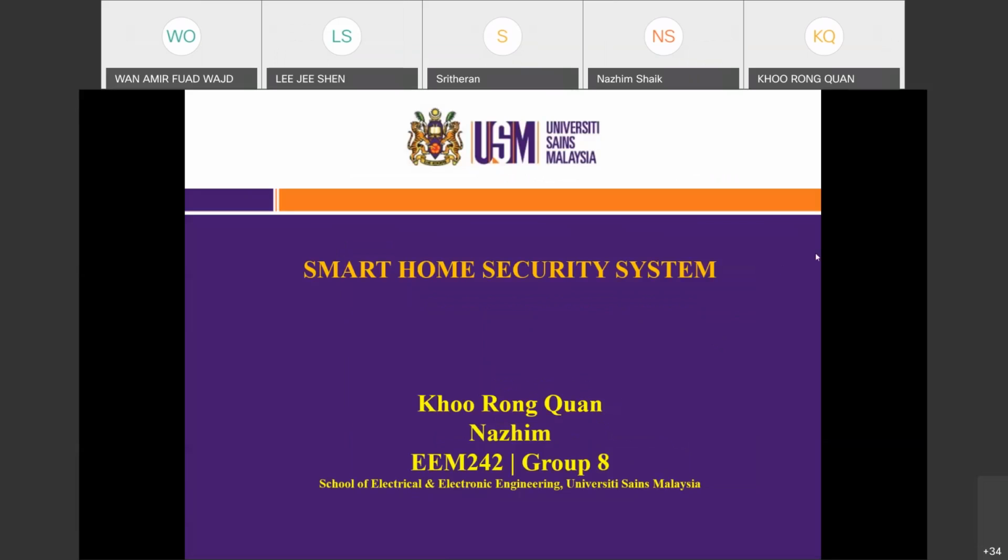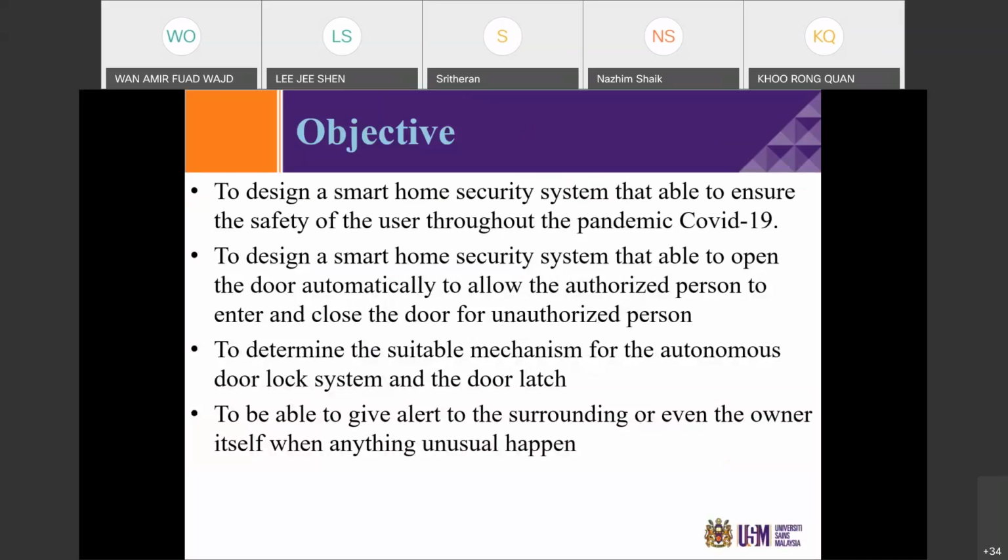So we have come up with a smart home security system comprising a set of devices. The objectives are to design a smart home security system that is able to ensure the safety of the user throughout the COVID-19 pandemic, and to design a smart home security system that is able to open the door automatically to allow the authorized person to enter and close the door for unauthorized persons. So this is not an invention, but we can definitely say this is an innovation because products like this are already in the market. But what we have done is create a system that has both security and health screening together so that it satisfies the requirement of this project.